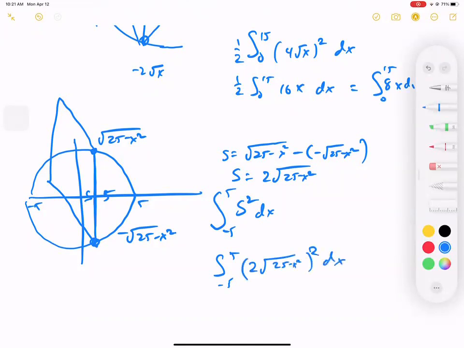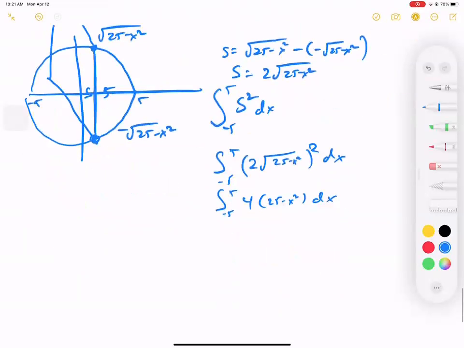We can see that the squares cancel out. So 4 times (25 minus x squared). You can type this in your calculator if you want. You might save some time if you simplify a little bit more. So it's 100 minus 4x squared.